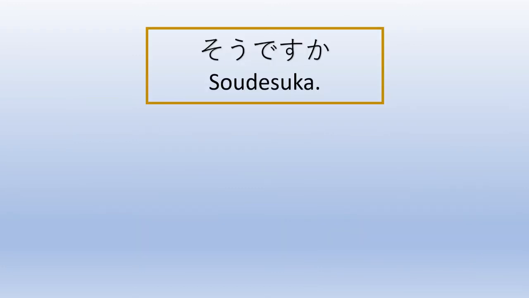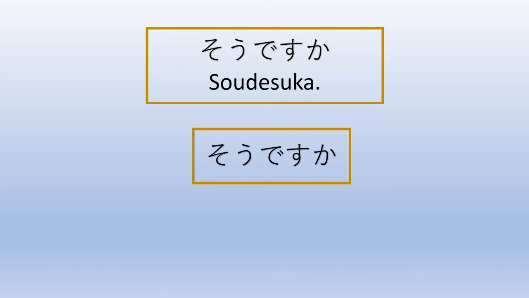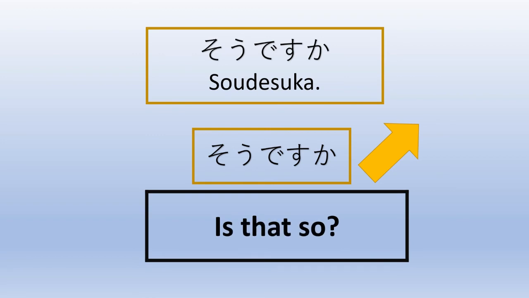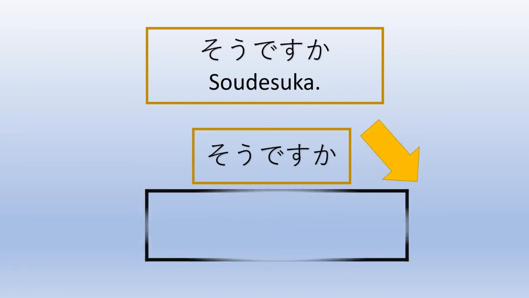Here, so desu ka is not a question, even if the ka particle is at the end of the sentence. It is an expression. There are two intonations for so desu ka. If the intonation is rising, so desu ka, it means is that so? But if the intonation is falling, it means I see. So desu ka.